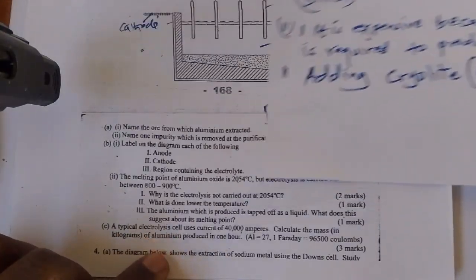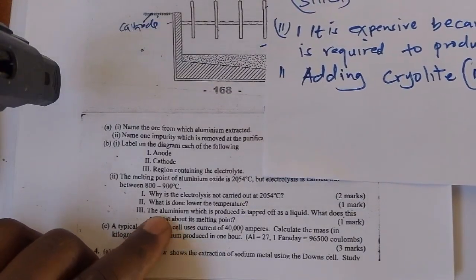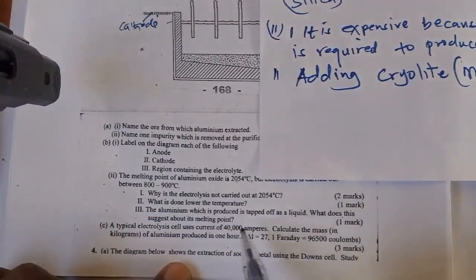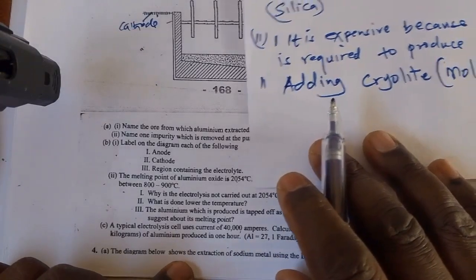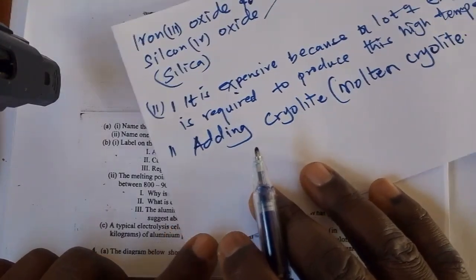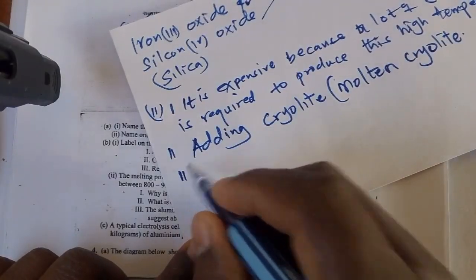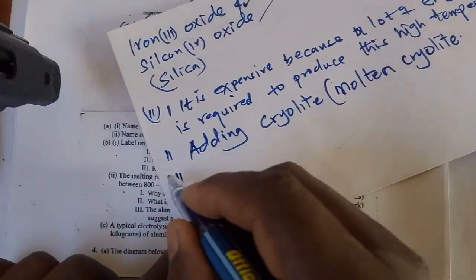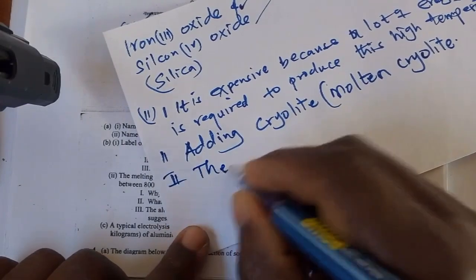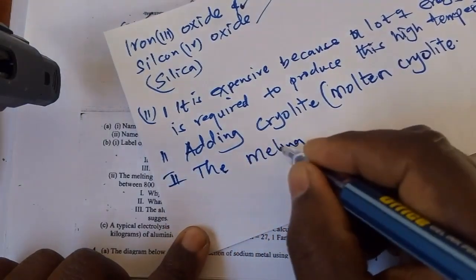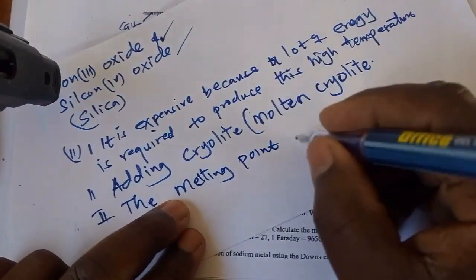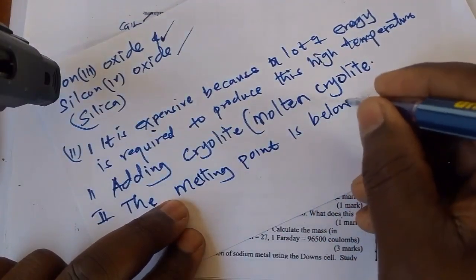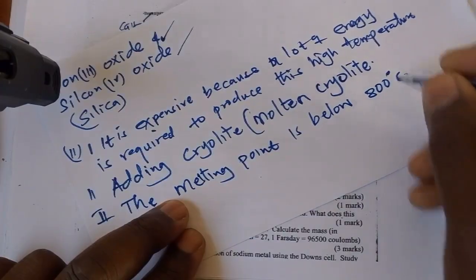Very nice. Next question. The aluminium which is produced is tapped off as a liquid. What does this suggest about the melting point? If it is tapped as a liquid, then it means the melting point is below 800 degrees Celsius. That's what it means.